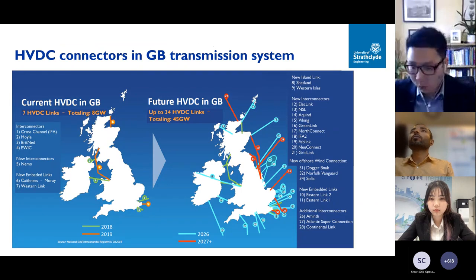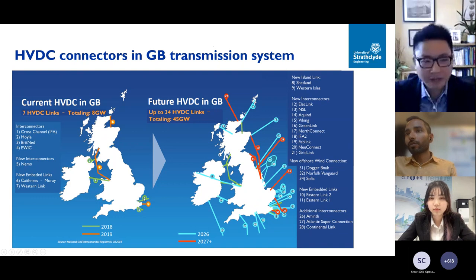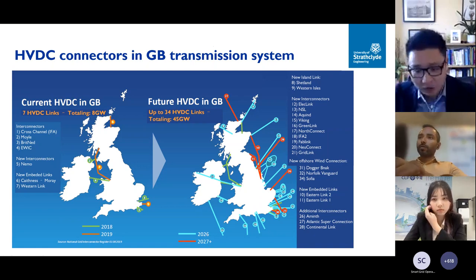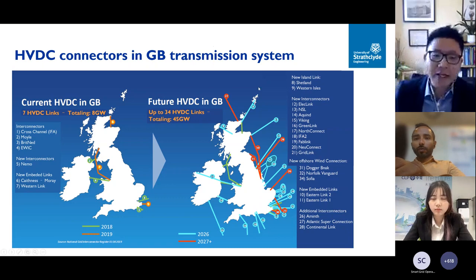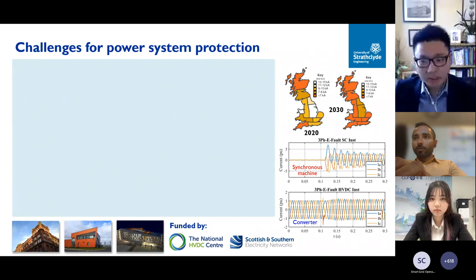Looking at interconnection, on the left-hand side we have 7 HVDC links internally between Scotland and England, within Scotland, with Northern Ireland, and also France, for example. We only have 7 to 8 HVDC links right now, about 8 gigawatts of capacity. By 2027, about 5 years from now, that number can increase to 34 HVDC links, and the total capacity can increase to 45 gigawatts, about 5 times more than we have right now.